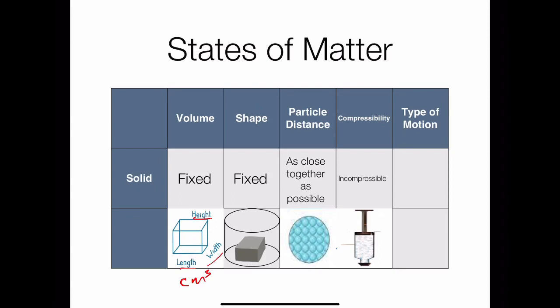As far as types of motion, they're as close together as they can be, so we don't have any movement of those particles, we don't have any rotation of those particles, but we do have what's called vibrational motion. Every object has vibrational motion just by virtue of its existence. This looks like a bending or a stretching of the bonds in between the particles, and that's about all we get out of the motion of a solid atom or a solid molecule.